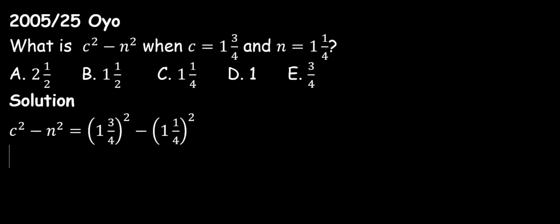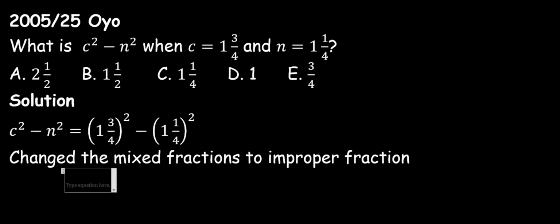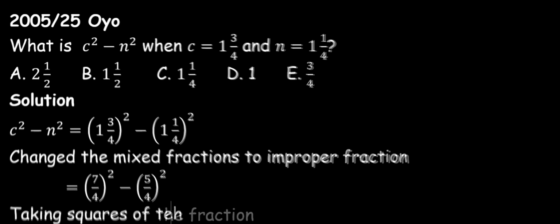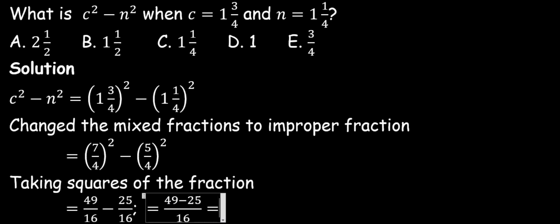Next, we change the mixed fractions in the bracket to improper fractions. The result will be 7 over 4 square minus 5 over 4 square. Taking the squares of the fractions, we have 49 over 16 minus 25 over 16. And that will be equal to 49 minus 25 over 16. And that will be equal to 24 over 16. Our result will be equal to 3 over 2. And that is the same as 1 whole number 1 over 2.